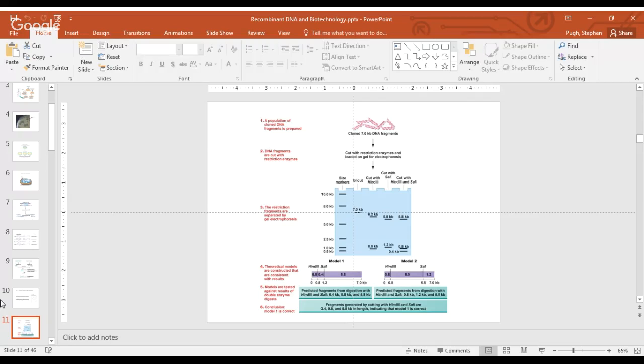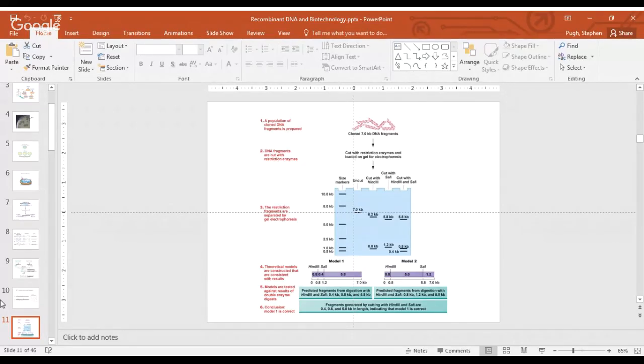Each of those models predict the sizes of the pieces of DNA that you would get. So model 1 predicts that we would get a piece of DNA that's 4 kb, a piece that's 0.8 kb, and a piece that's 5.8 kb. The model on the right, model 2, predicts that we should get a piece of DNA that's 1.2 kb, a second piece that's 5.0, and a third piece that's 0.8.